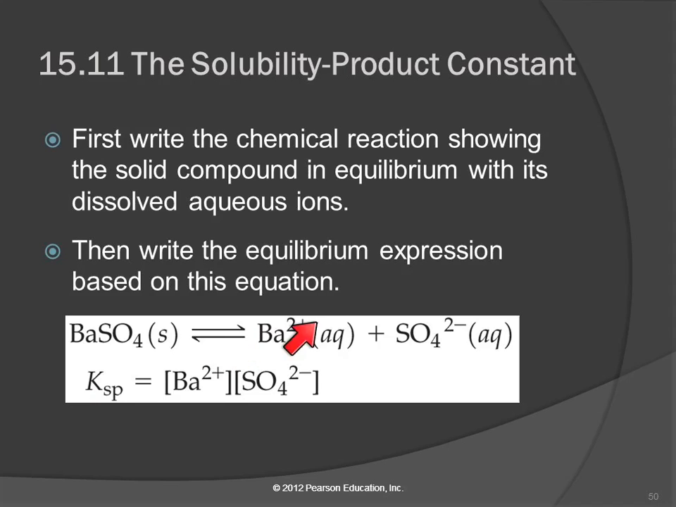You take the concentrations of the products and you divide by the concentration of the reactant. But here the reactant is a solid, and solids don't change concentrations, and so we leave them out of the expression. So it's just the concentrations of those two ions times each other. Let's think about what's going on here. When one barium sulfate formula unit dissolves, we get one barium ion and one sulfate ion.